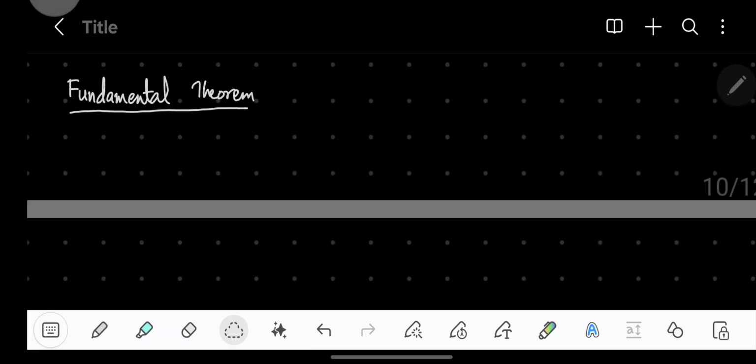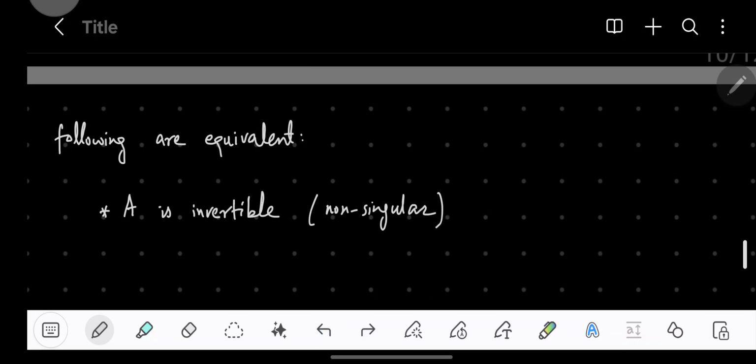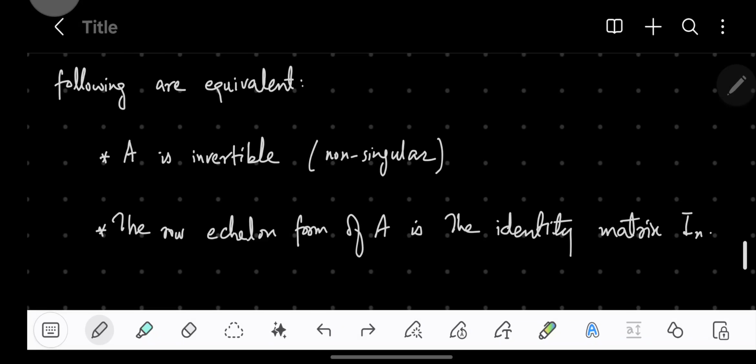Now we have a fundamental theorem. So it says that for any square matrix A of order n, the following are equivalent. So the first statement is A is invertible. The second means equivalently, the row echelon form of A is the identity matrix In, which we have already proven. So we know that if A is invertible, the row echelon form of A is the identity matrix. This we already know. What's new here?